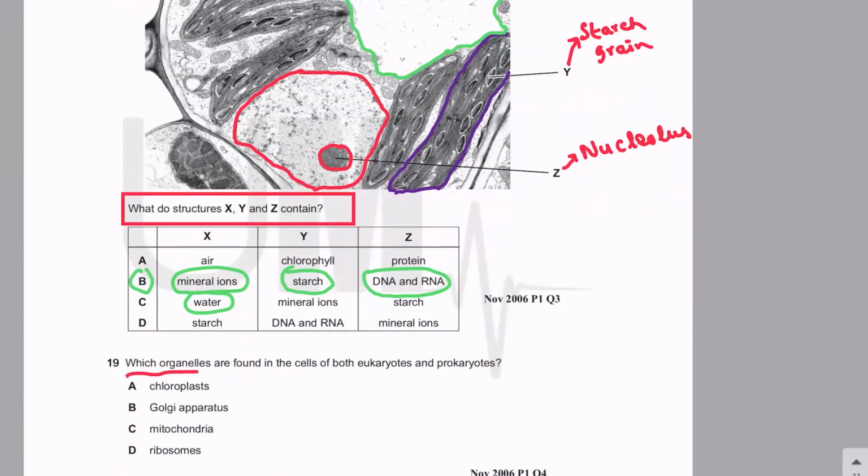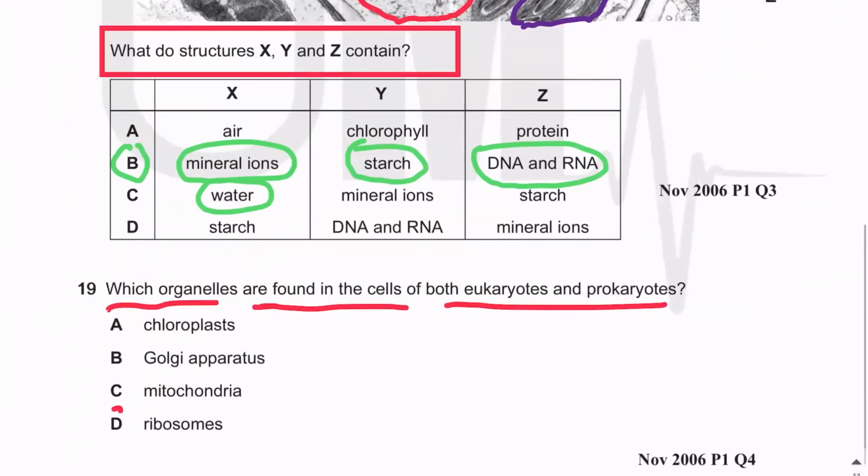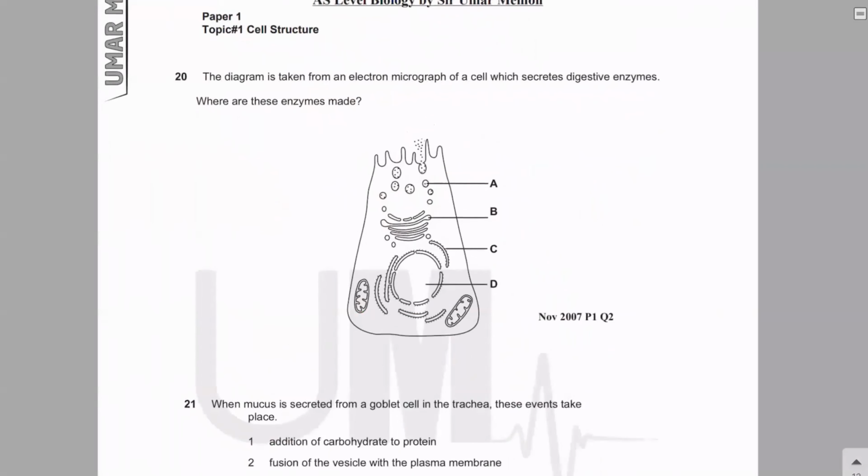Which organelles are found in cells of both eukaryotes and prokaryotes? So D. Ribosomes are found in both eukaryotes and prokaryotes. Chloroplasts are only found in eukaryotes, and same goes for Golgi apparatus and mitochondria. The answer is D. Let's move on to MCQ number 20.